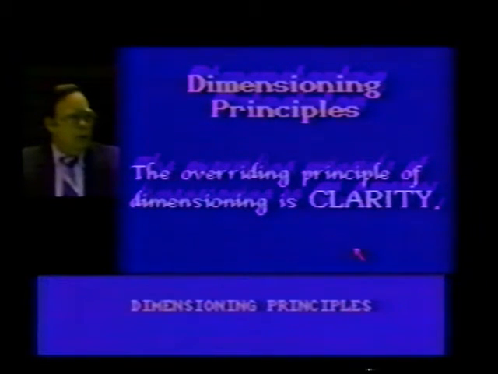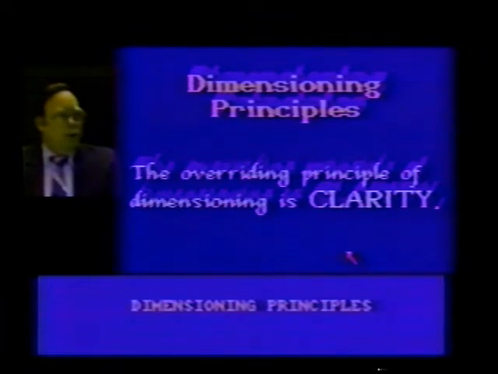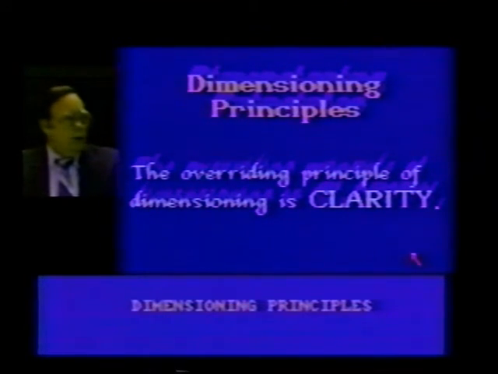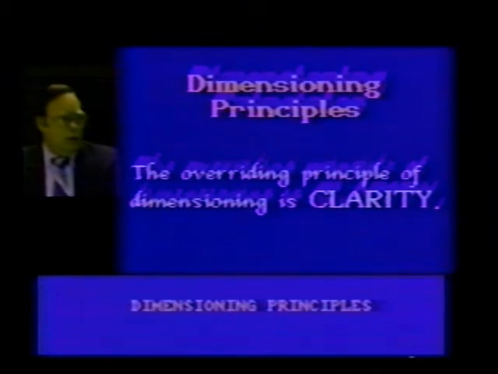Now, let's talk about the dimensioning principles. The overriding principle that governs all of these is that of clarity. We're trying to communicate size information as clearly as possible. Sometimes these principles will appear to be conflicting. In that case, you don't flip a coin. You choose the way that you think is the clearest. Remember, the overriding principle is that of clarity.